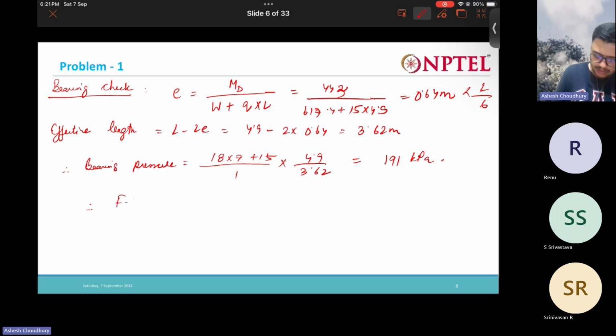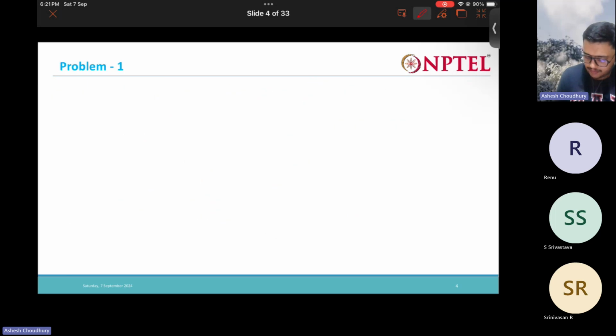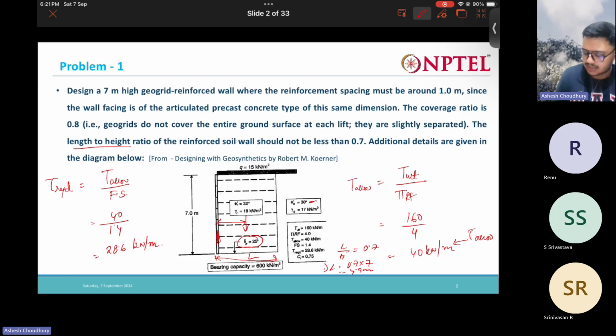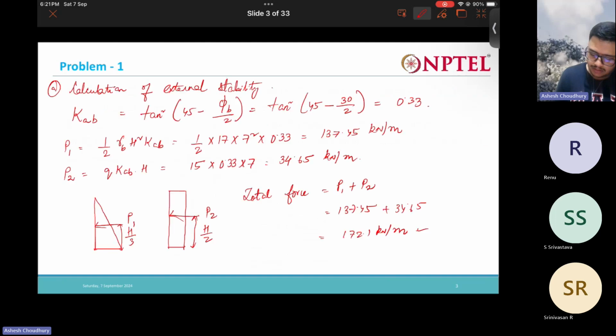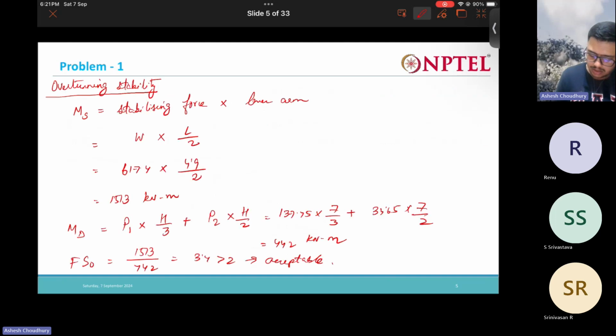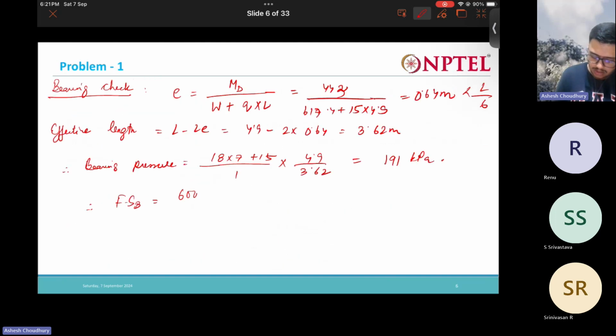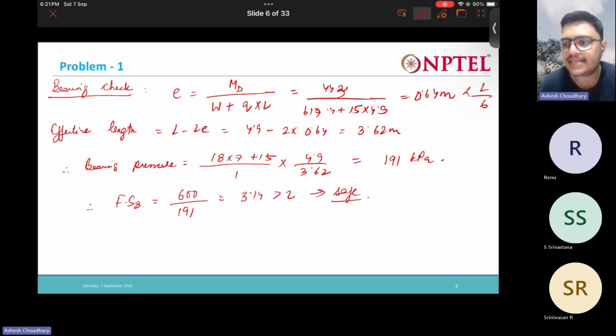The factor of safety against bearing is the bearing capacity divided by this. The bearing capacity is given in the question, it is 600 kilonewton per meter square. So just put 600 in the numerator. So it will be 3.14, which is greater than 2, so it is safe. Okay, done. So like this we calculated the external stability. First we check the sliding check, the overturning check, and the bearing check. So with that we completed the external stability checks.